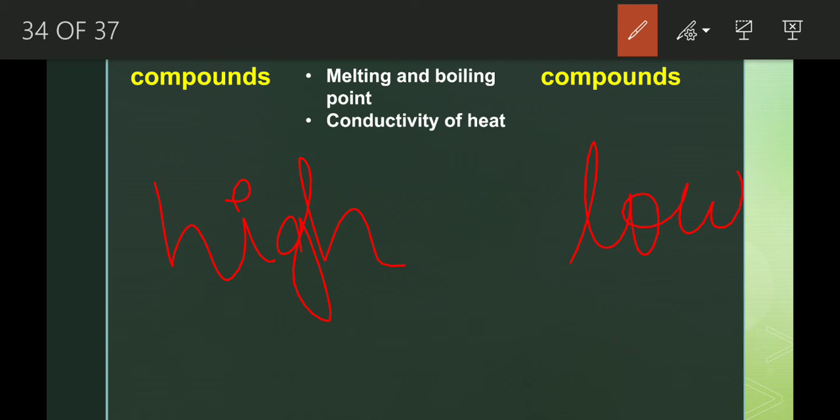So, a large amount of energy will be required to break that force of attraction. That's why the melting and boiling points are very high. But in the case of covalent compounds, the force between the molecules is very weak. So less energy will be required to break the force of attraction, right? It's very common sense. That's why, in the case of covalent compounds, the melting and boiling points are low.